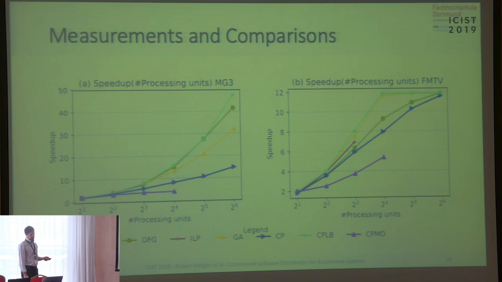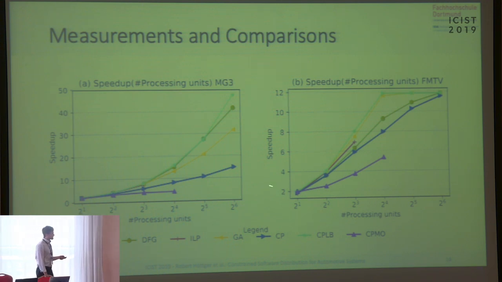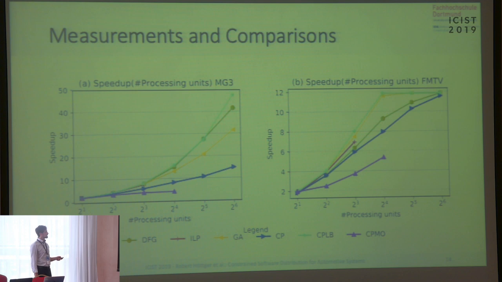Then we measured the speedup, which we tried to scale with the number of processing units that we could configure for the generated model or the FMTV model. We see that the speedup is the highest for the constraint programming load balancing approach. However, for no optimization and the multi-objective optimization, the results are pretty bad.